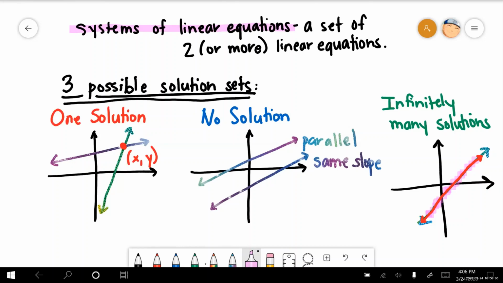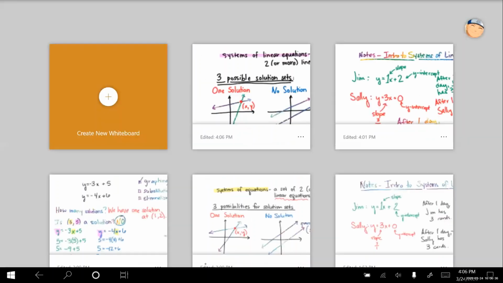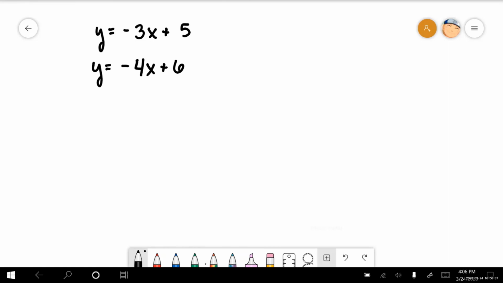Now let's look at some things that you'll probably see on your homework today. Let's do another example together. And we're going to say y equals negative 3x plus 5. And then for this next one, I'll say y equals negative 4x plus 6. Okay, there's my system of equations, two linear equations. And it's going to be very important that we can graph these.